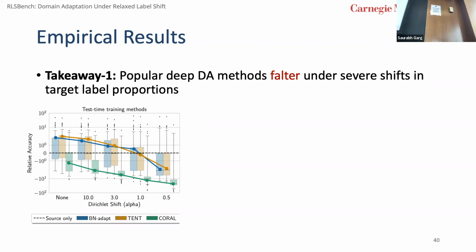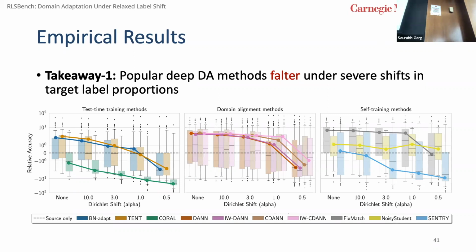So what do we see? We see that as the severity of label proportion shift increases in my target, the three methods that I show here, and I'll show more in the next slide, tend to falter. They falter in the sense that they start performing often worse than a source only model. And we show that this failure is not restricted to only those three methods. It happens for almost all these other methods.